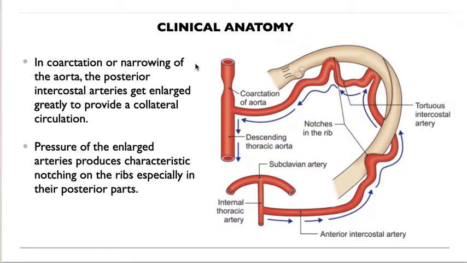In coarctation or narrowing of the aorta, the posterior intercostal arteries are greatly enlarged and they provide a collateral circulation. Pressure of the enlarged arteries produces a characteristic notching of the ribs, especially in the posterior parts.